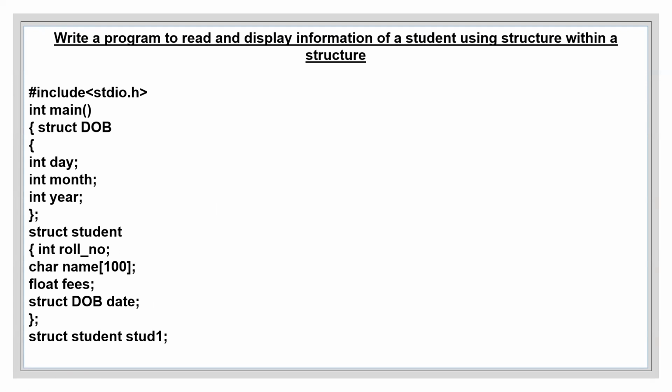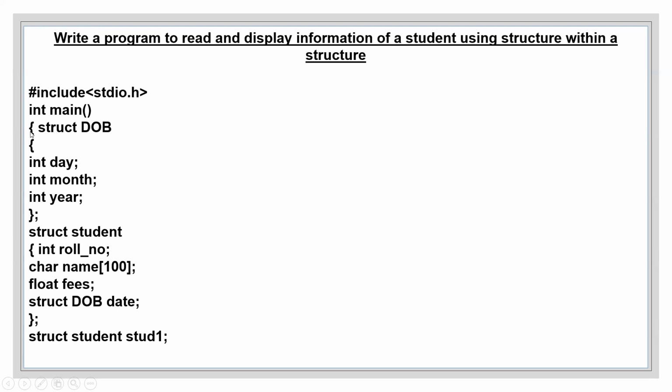So we have one more simple program. Write a program to read and display the information of a student using a structure within a structure. Again, it is an example of a nested structure. We have one structure, DOB, and another structure, student. Inside the structure student, we have another structure, DOB. We mention the DOB here: struct DOB date.